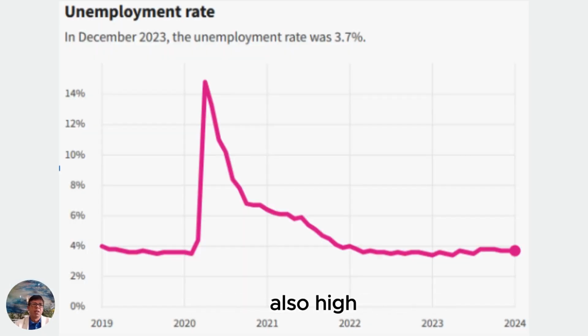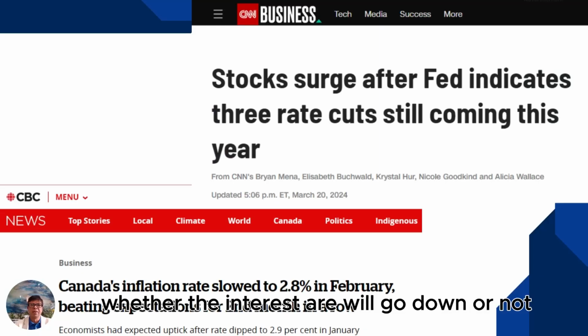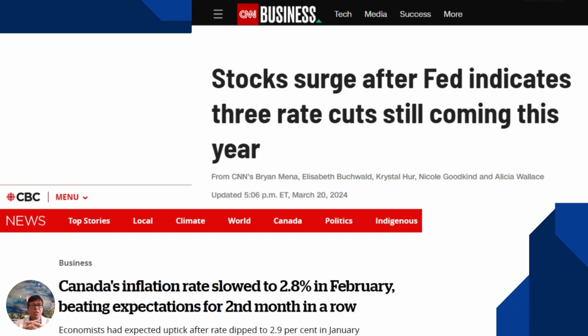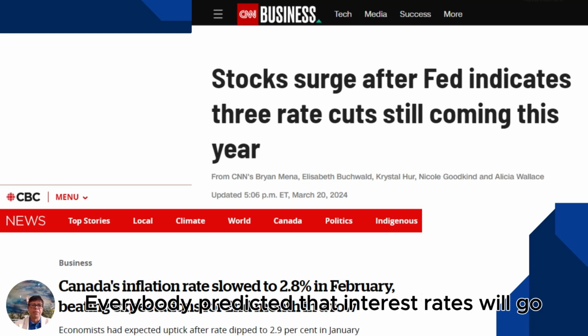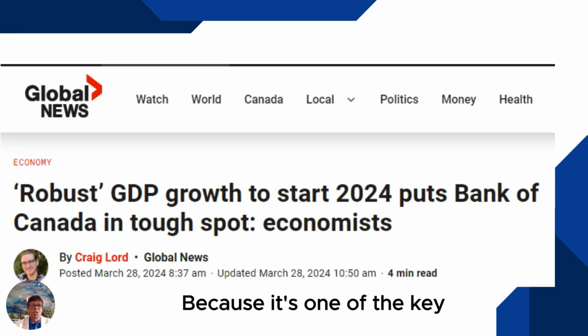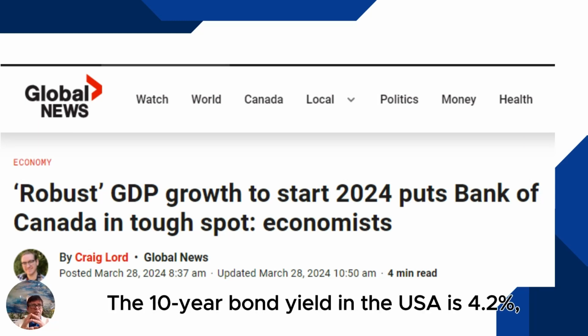In contrast, the unemployment rate also didn't go down. It's actually a little bit better than in December, but only very slightly better. So what does that mean? The Fed is saying they are going to cut three times in a year, when the stock market went up, and Canada's inflation rate was also 2.8% in February. As we explained earlier, Canada's GDP is really strong, which is putting the Bank of Canada in a tough position to decrease their interest rate.